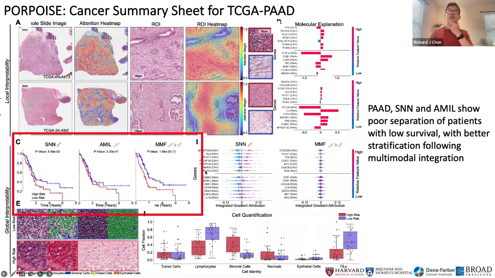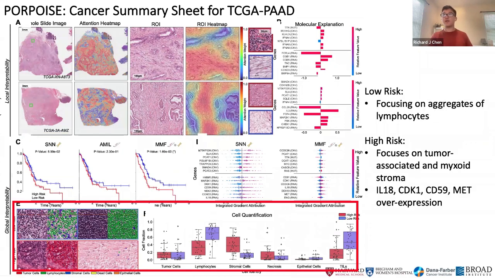So this is one of the cancer vignettes we have in the study for each cancer type. I thought this one was very interesting, and it's a cancer type we're thinking about exploring further. For pancreatic adenocarcinoma, we have poor separation of predicted high and low risk patients in molecular and histology alone. But when we combine both together, we see better separation of survival curves in the low surviving patients.